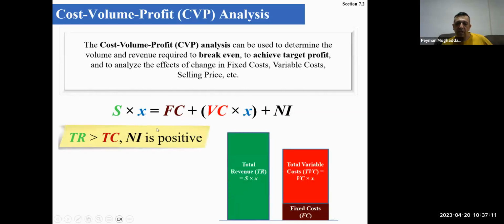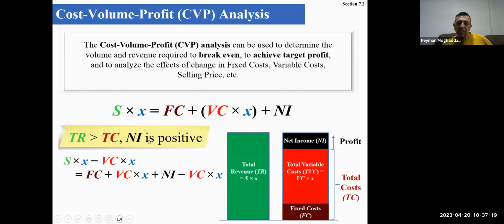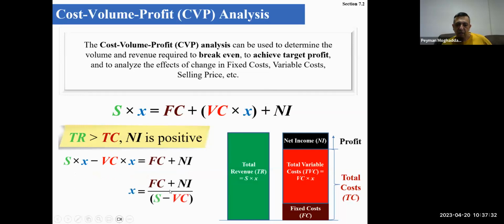And if total revenue is greater than total cost, then net income is positive. If total revenue is less than total cost, then net income is negative. Okay, and then you can isolate X in this equation. X is going to be fixed cost plus net income divided by contribution margin, which is selling price minus variable cost. So that's the total equation, if you have fixed cost and net income, but you want to know the number of units X.